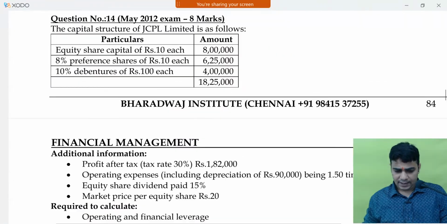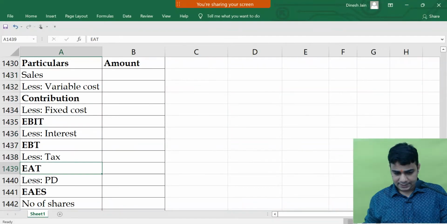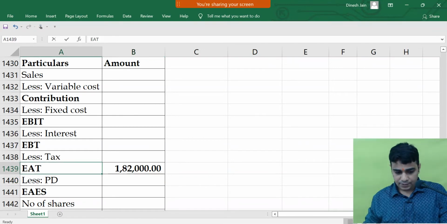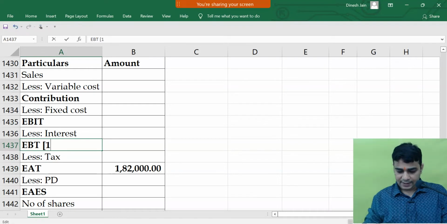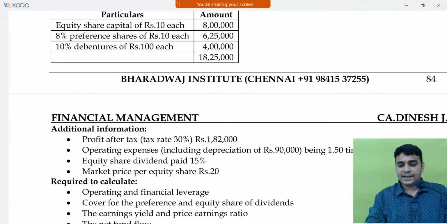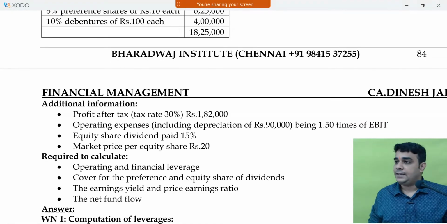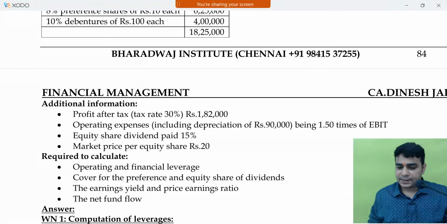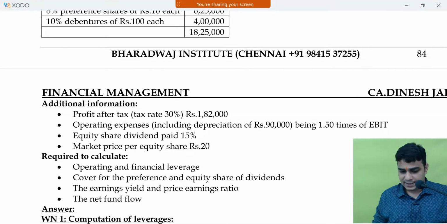Let's fill whatever we have. Profit after tax is 1,82,000. I take EBT as 100, tax is 30, EAT is 70. Operating expense including depreciation of 90,000 is 1.5 times of EBIT. I'll park it for the time being because I don't know the EBIT number. I'll calculate this later. Equity share dividend paid is 15%.